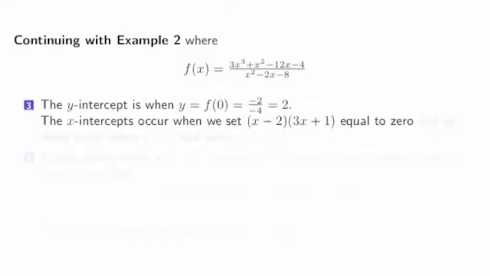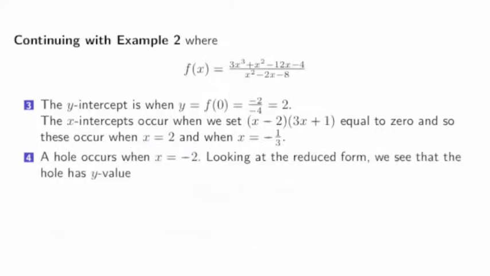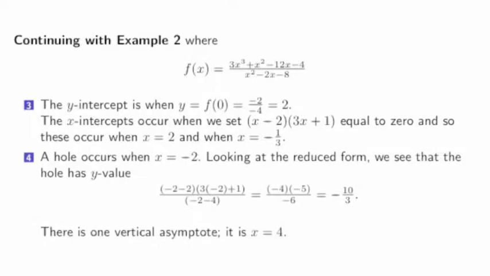The x-intercepts occur when we set the numerator equal to 0, and so these occur when x is 2 and when x is minus a third. We cannot have an x-intercept where we have that hole at x equals minus 2. We have a hole at x equals minus 2. And so looking at the reduced form, if we were allowed to plug in minus 2 into the reduced form, we would get minus 10 thirds. So the graph is going to go through minus 2 comma minus 10 thirds. It's just we're not allowed to plug in x equals minus 2. And then there's one vertical asymptote, x equals 4.